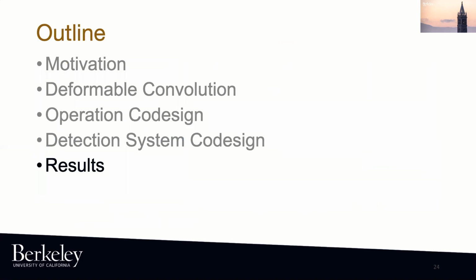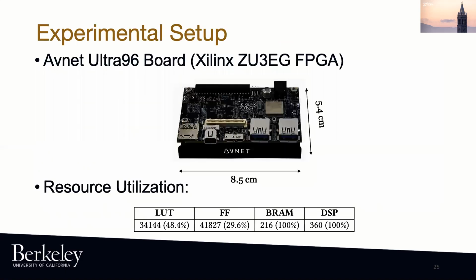Next, I'm going to show the final results we got from our co-designed object detection pipeline on an embedded FPGA. We run the accelerator on the Ultra96 board with a Xilinx ZU3EG FPGA. It comes with 34K LUTs, 41K flip-flops, 216 BRAMs, and 360 DSPs. The table below shows the FPGA resource utilization of our accelerator. Our implementation uses 100% of the BRAMs and the DSPs on this board.